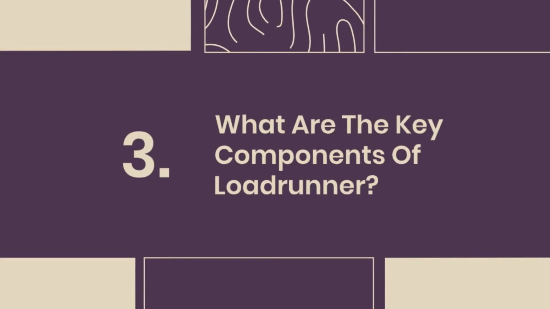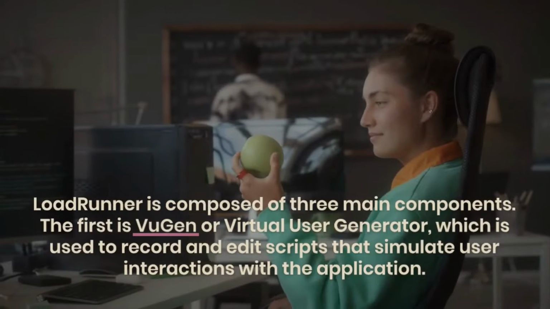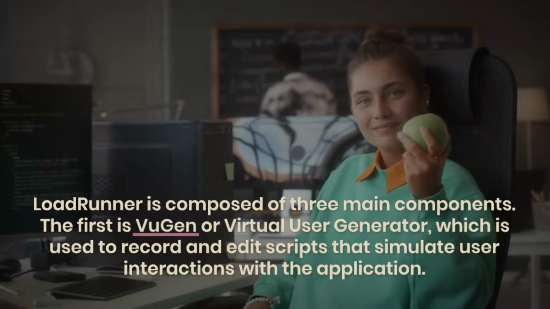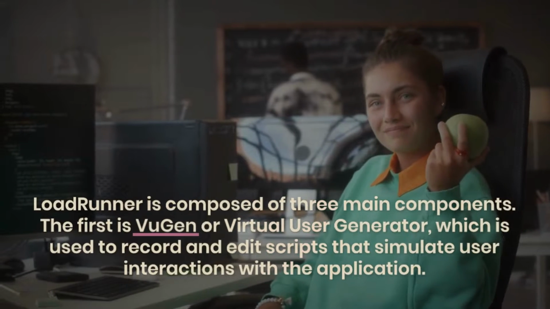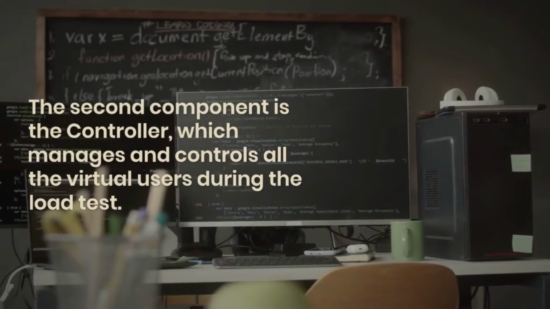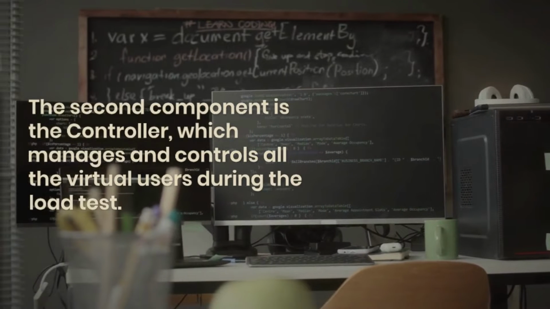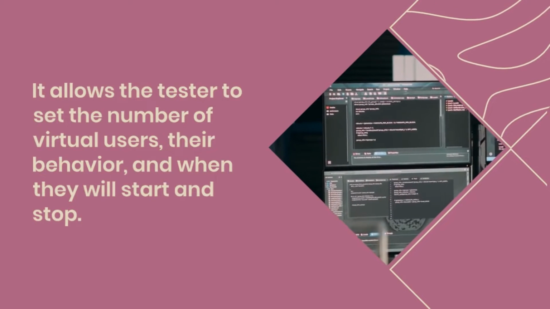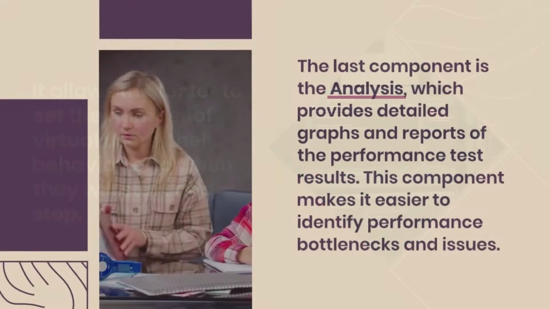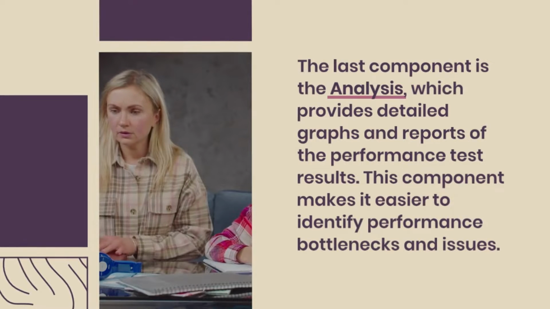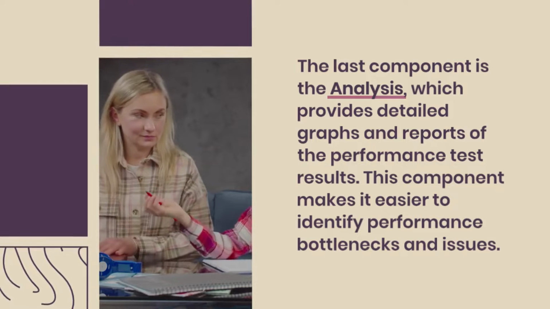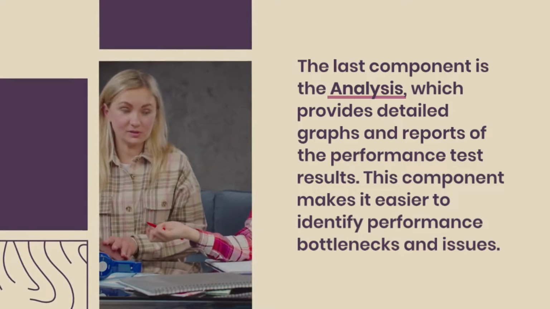3. What are the key components of LoadRunner? LoadRunner is composed of three main components. The first is VuGen, or Virtual User Generator, which is used to record and edit scripts that simulate user interactions with the application. The second component is the controller, which manages and controls all the virtual users during the load test. It allows the tester to set the number of virtual users, their behavior, and when they will start and stop. The last component is the analysis, which provides detailed graphs and reports of the performance test results. This component makes it easier to identify performance bottlenecks and issues.